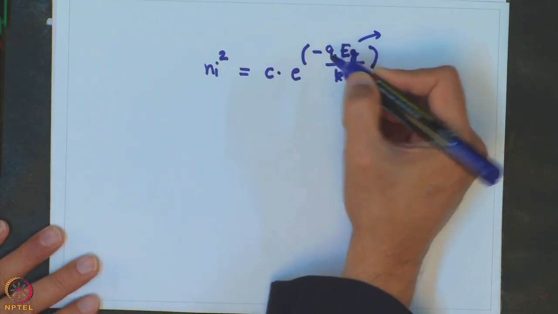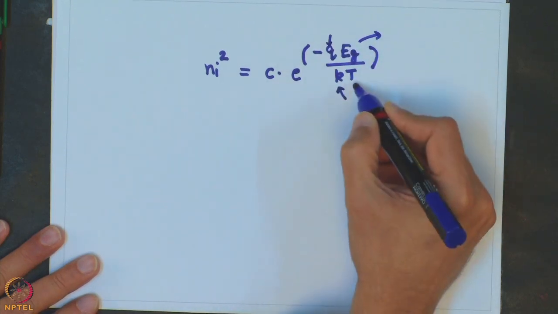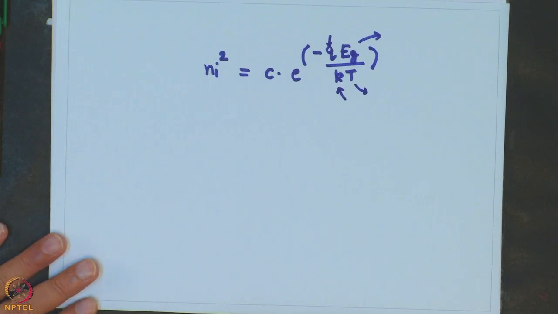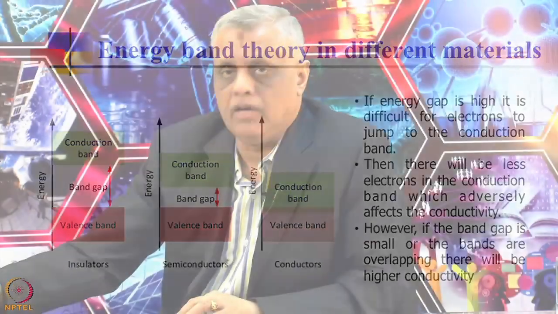Q is the magnitude of the charge of the electron, K is the Boltzmann constant, and T is the temperature in degree Kelvin. Okay, so what is the situation in the conduction band? It is observed that in metals, even at room temperature, there is a huge amount of charge carriers in the conduction band, which we have marked as B, and that is why metals like copper, silver, gold and so on show an enormous conductivity even at room temperature.